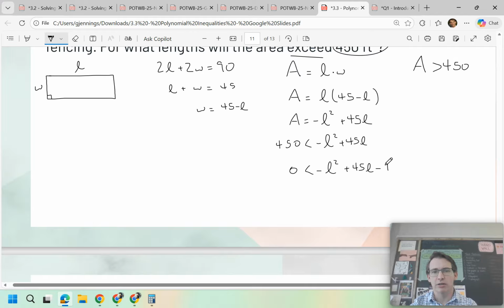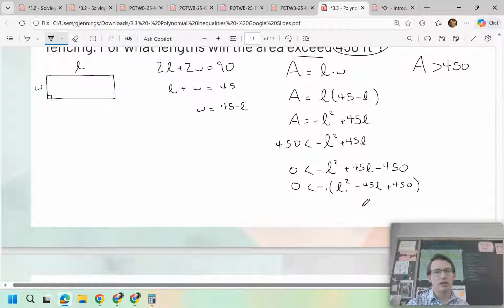Anyone love this when it has the negative leading coefficient? Do you just love that negative leading coefficient? Doesn't it make your life easier? No, it makes your life harder. So get rid of it. So how do we get rid of that negative leading coefficient? Factor it out? Sure, I suppose you could factor it out. Yeah, you could do that, but then I have to keep it. Then I have 0 is less than negative 1 multiplied by L squared minus 45L plus 450. I'm alright with that.